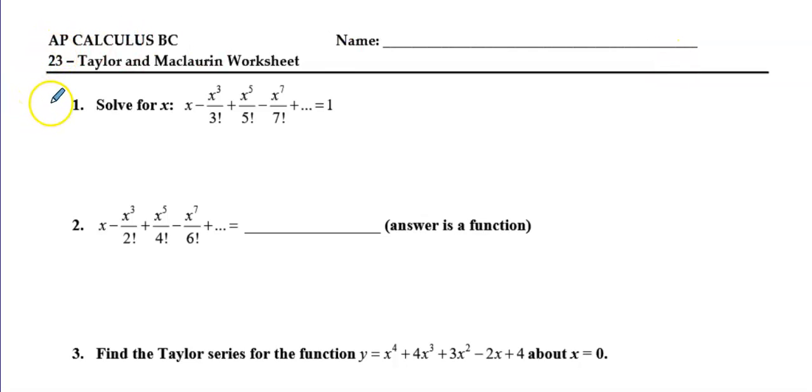Hello everyone, welcome to lesson number 23 for BC Calculus, where we're talking about Taylor-Maclaurin series. In this video, we're going to talk about some extra problems that we have not necessarily talked about in our notes.